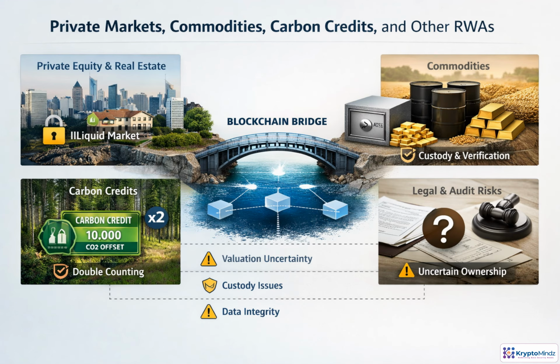Real-world assets are most compelling where markets are hard to enter, slow to transfer, or dependent on paperwork. Tokenizing private equity, real estate, commodities, or carbon credits can improve access and automate workflows. But the token is only as trustworthy as the off-chain system behind it. You still need verified custody, credible valuation, registry integration, audit trails, transfer controls, and legal agreements that make ownership and settlement enforceable in the real world.